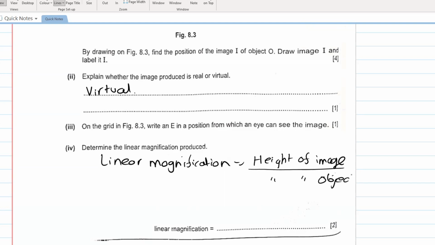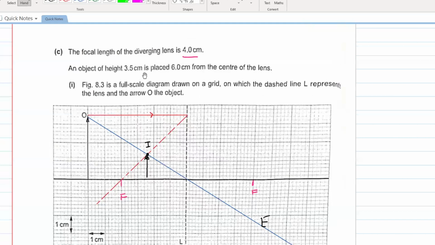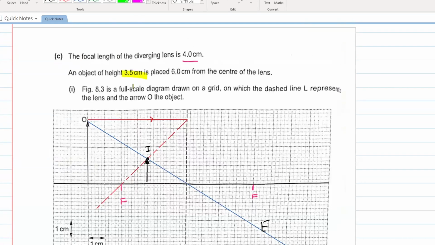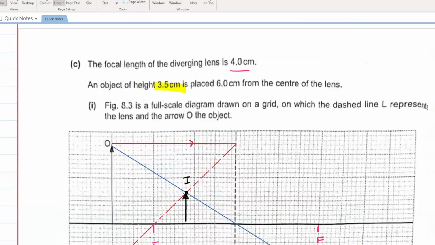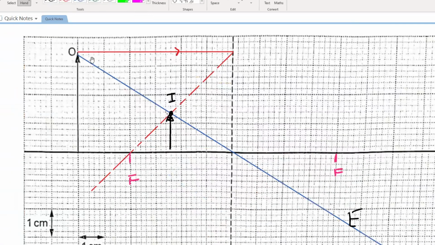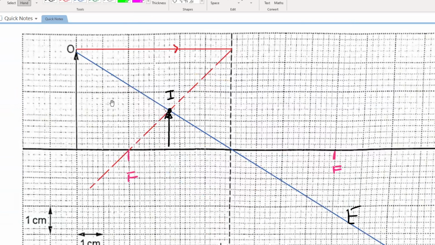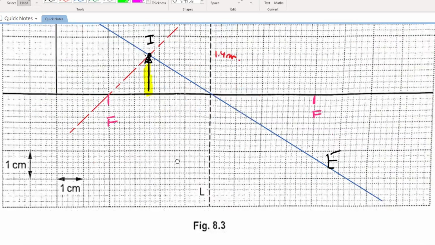We already have the height of the object. That was 3.5 centimeter. It was given in the question here. Can we calculate the height of the image? Yes, we can do that as well. Let's zoom in a bit here. If you notice, these are five boxes equal to 1 centimeter, and then we have two boxes further. So the height of the image is 1.4 centimeter.